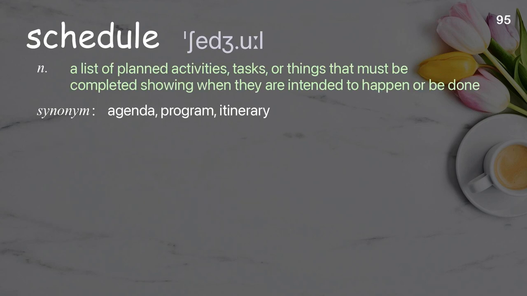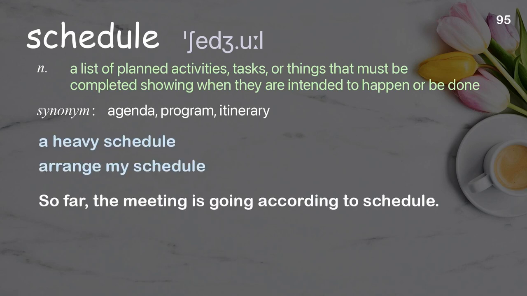Schedule: a list of planned activities, tasks, or things that must be completed showing when they are intended to happen or be done. Examples: a heavy schedule, arrange my schedule. So far, the meeting is going according to schedule.